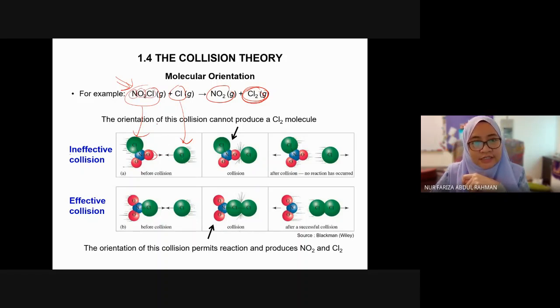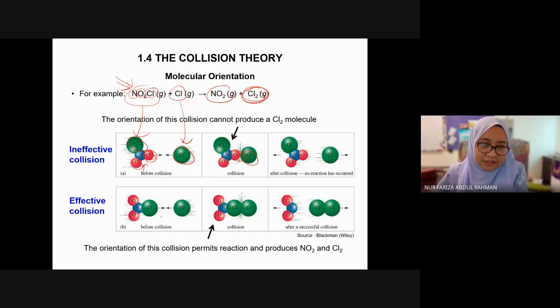So the Cl needs to face the Cl from NO2Cl, from this one. It cannot face the oxygen, it cannot face this oxygen. It has to face the Cl. Only then do we say proper orientation. Here it faces the O. So what happens is that it still collides. It's just that it will not produce product. That means it may bounce back or get distorted later on. But those will not produce product because the orientation is not correct.